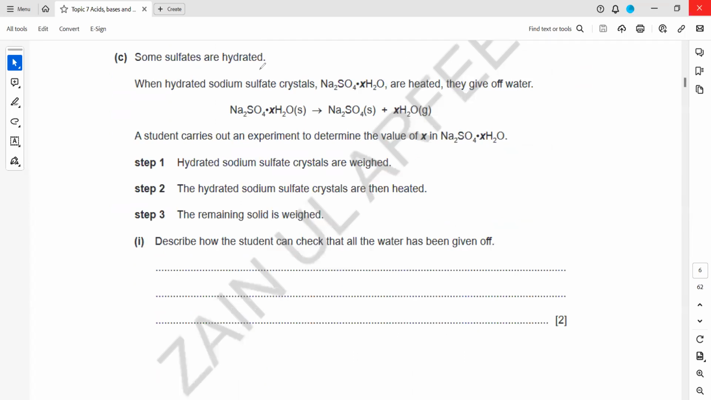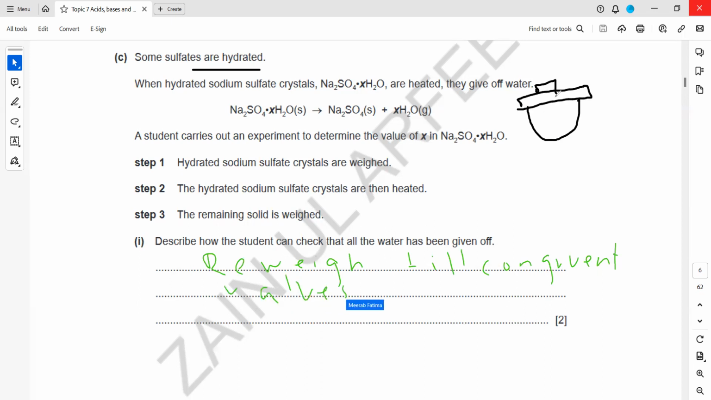Some sulfates are hydrated. When hydrated sodium sulfate is heated, it gives off water molecules. The student carries out an experiment to determine the value of X. Hydrated sodium sulfate crystals are weighed. The hydrated crystals are then heated and the remaining solid weighed. How can the student check that all of the water is given off? He will weigh it again until it gives a constant mass. Like a student using a crucible, we heat it, then cool down, then measure the mass, and repeat the procedure until the mass is not changing. So reweigh until constant mass.